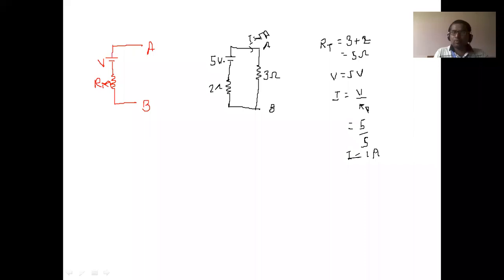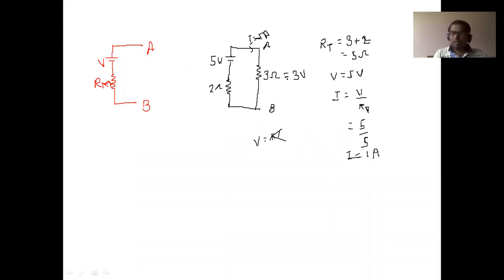Can you calculate how much is the voltage across the 3 ohm resistance? If the current is 1 ampere and the resistance is 3 ohm, so can I say that the voltage across this 3 ohm resistor is 3 volt? Current is 1 ampere, so if I want to calculate that voltage, IR is the formula. Is it right? So I is 1, resistance is 3, so the voltage across this 3 ohm resistance is 3 volt.